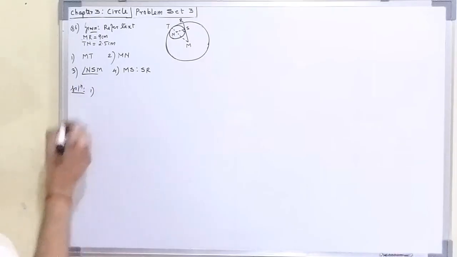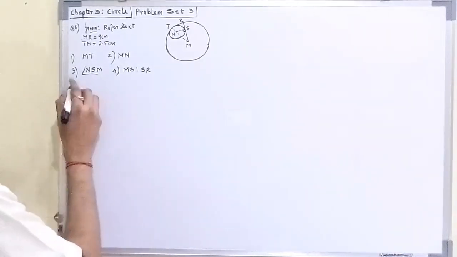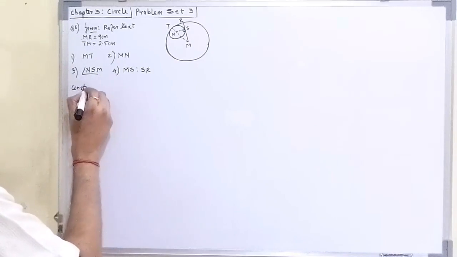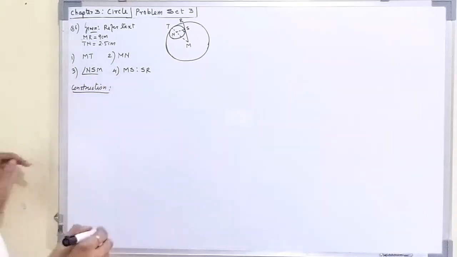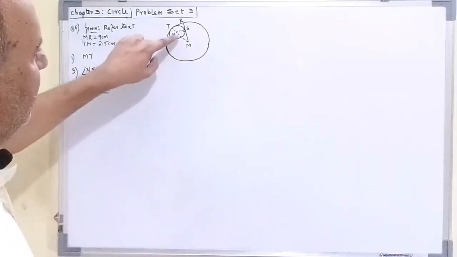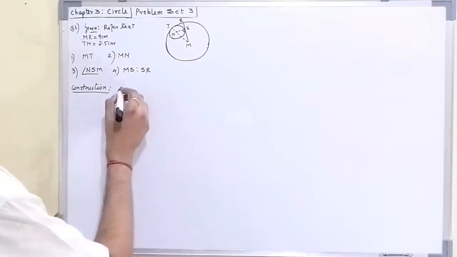Solution. See, our construction बाकी है. We have to construct. Our construction is join MN, NT and draw NS.